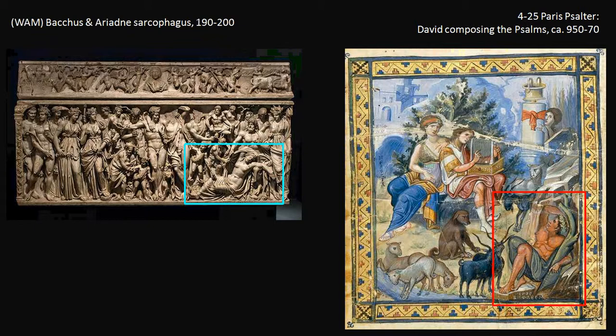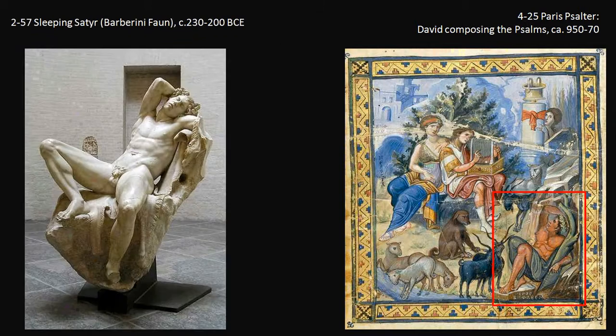This is, again, David's psalms calming the world. And the mountains of Bethlehem recline, just like Ariadne did on this Roman sarcophagus in the corner, or like the drunken Barberini faun did. All of them have kicked back for one reason or another. So our artist here, in reviving the arts after iconoclasm, has turned very directly to Roman prototypes and adopted all sorts of things from it.